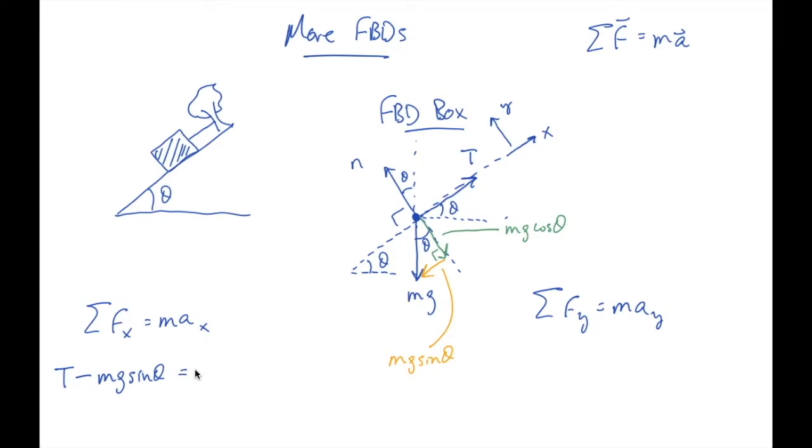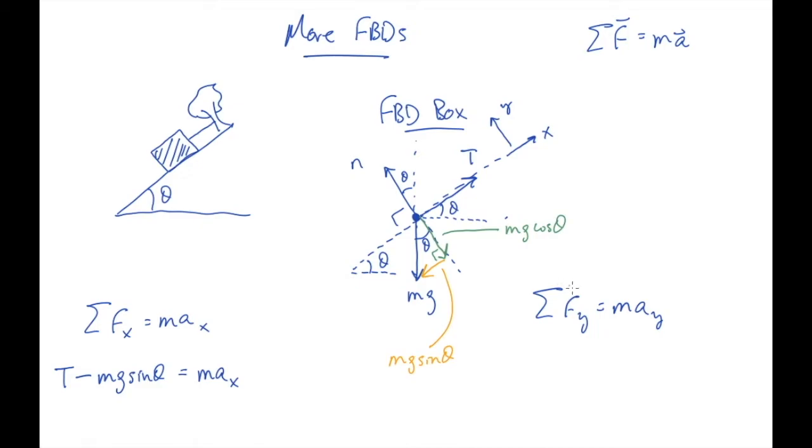That's the sum of the forces in the x direction. Add up all the forces in the x direction. I find two: tension going up the ramp, and the orange component, mg sine theta, going down the ramp. And that will tell us mass times acceleration. The right-hand side of this we'll deal with next time.